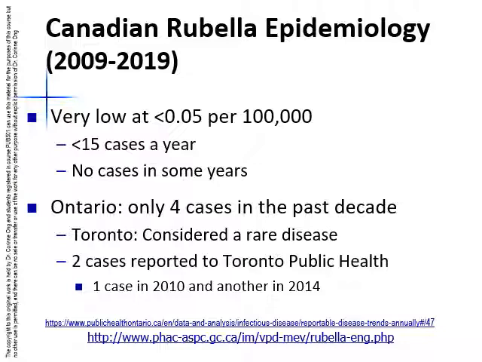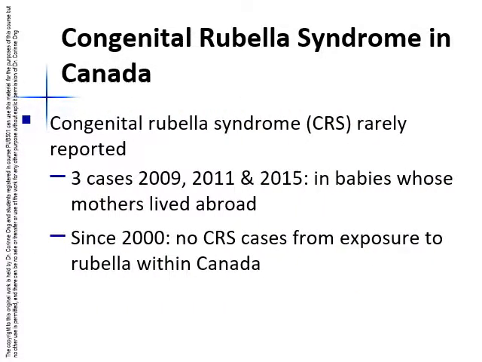In Ontario, only 4 cases have been reported in the past decade, with 2 in Toronto in 2 separate years. This is truly a story of success for childhood immunization programs. This is also the case for congenital rubella syndrome. 3 cases were reported in 3 separate years, and these were in babies whose mothers lived abroad. There have been no congenital rubella syndrome cases from exposure to rubella within Canada since 2000.